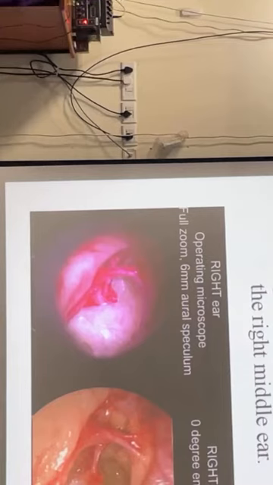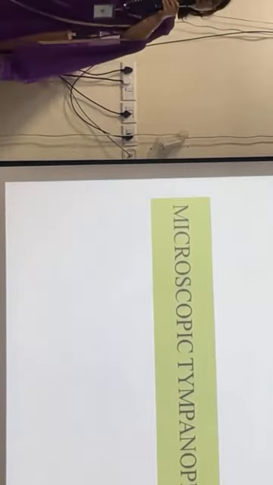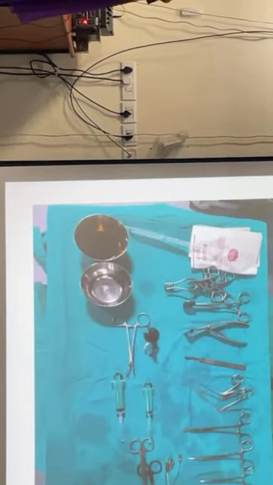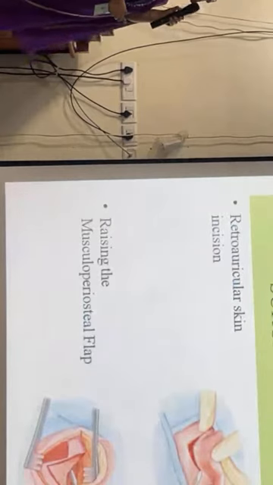Here we can see how different the illumination and the magnification of the middle ear is when seen through an endoscope and then seen through a microscope. So this is briefly the steps of the two surgeries. The operating instruments are roughly the same.